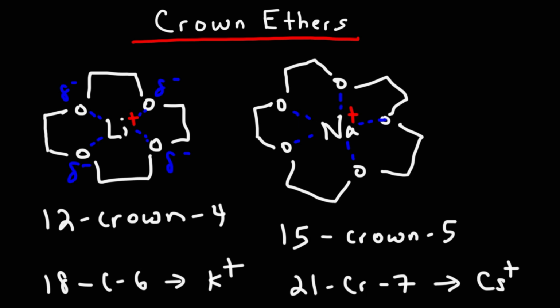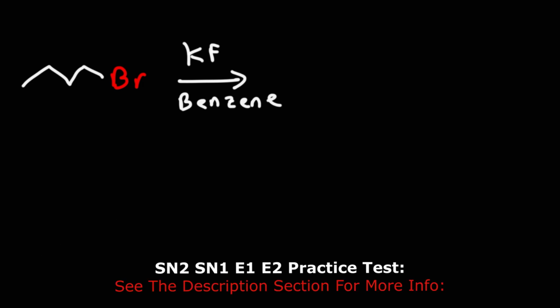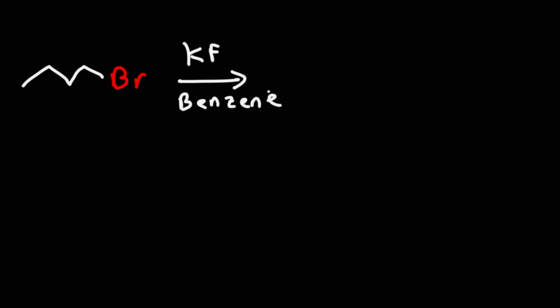Now, crown ethers are very useful for increasing the solubility of an ionic compound in an organic solvent. So let me give an example. Let's say we have 1-bromobutane or butyl bromide, and we want to react it with potassium fluoride using benzene as the organic solvent. We want to replace the leaving group bromine with fluoride. Now the only problem is that potassium fluoride is an ionic compound. Benzene is a nonpolar organic solvent, and so potassium fluoride is not going to dissolve in benzene. Butyl bromide will dissolve in benzene because it is relatively nonpolar, but potassium fluoride won't, so in a situation like that we can't get these two to react.